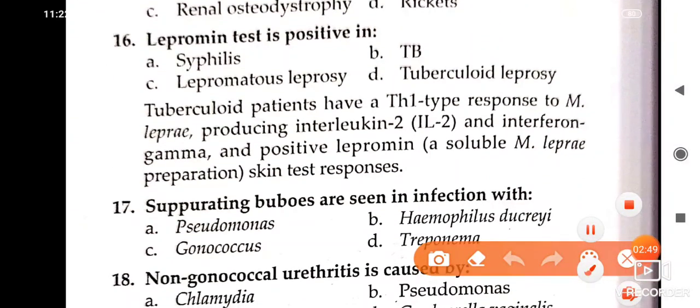Lepromin test is positive in tuberculoid leprosy. Suppurative buboes are seen in infection with Haemophilus ducreyi.